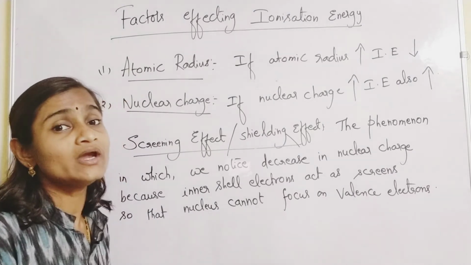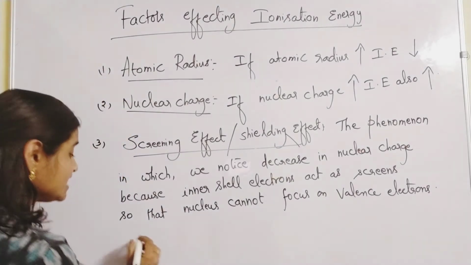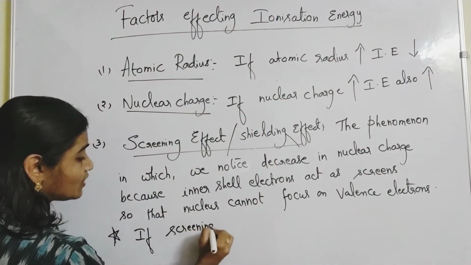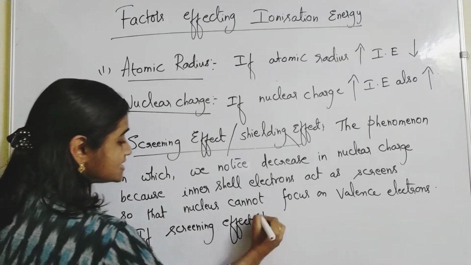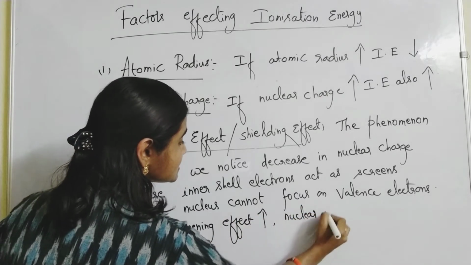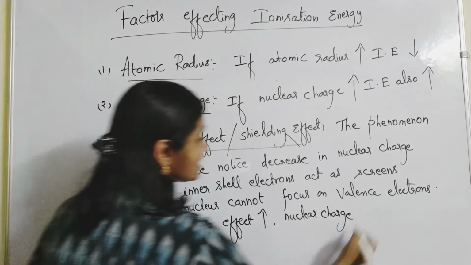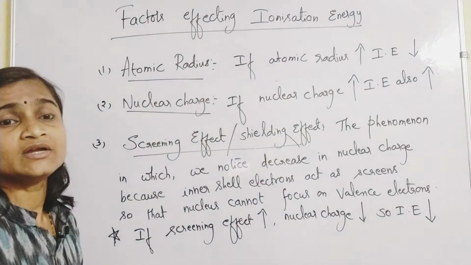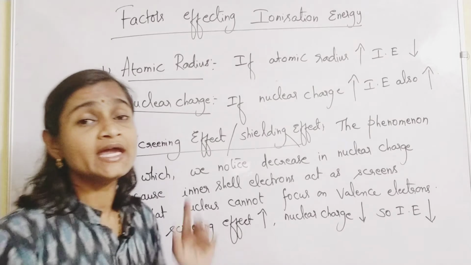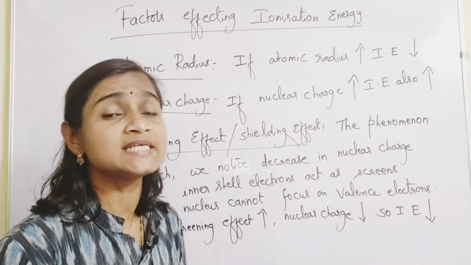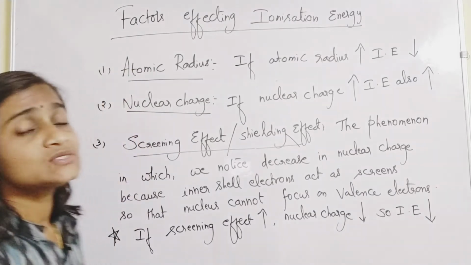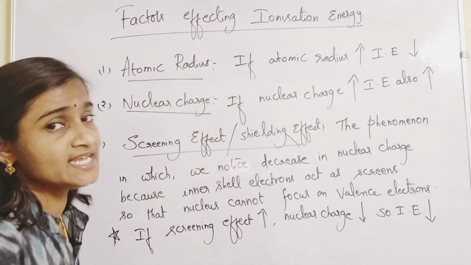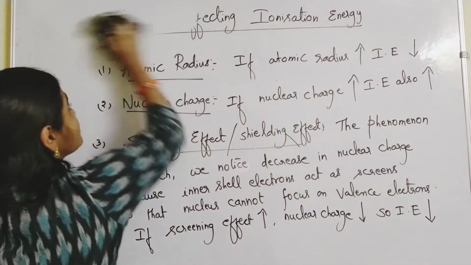That phenomenon you call screening effect. So if screening effect increases, what happens? If screening effect increases, nuclear charge decreases. Isn't it? Nuclear charge decreases, so ionization energy also decreases. Downward arrow, upward arrow I am keeping. Please check: upward arrow is for increase, downward arrow is for decrease. So this is regarding the third factor. What is that? Shielding effect or screening effect. Now coming to the fourth factor.